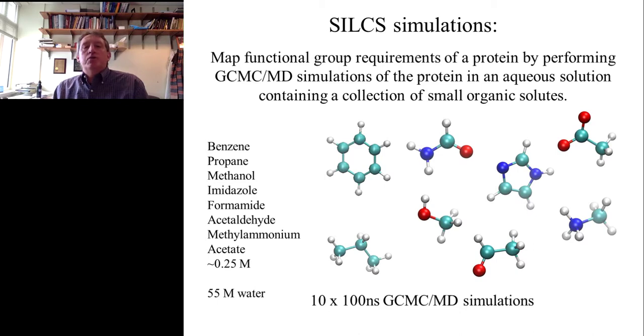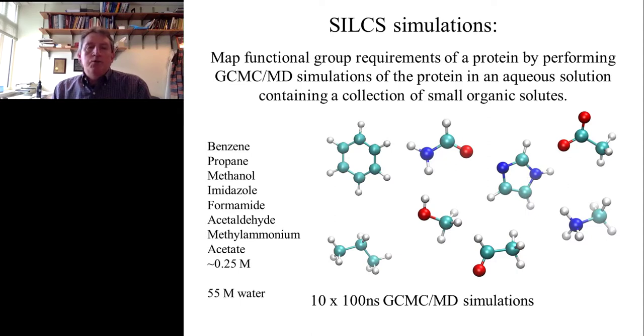So this mixture of solutes represents all the different types of functional groups that we typically see: hydrogen bond donors, hydrogen bond acceptors, hydrophobic groups, and then charged groups, and so on. And we take this mixture, we put it into a solution with our protein, and then we do a collection of these GC-MC-MD simulations. And this is our pre-computed ensemble from which we're going to get what we ultimately call our fragment maps, and I'll introduce those in a moment.